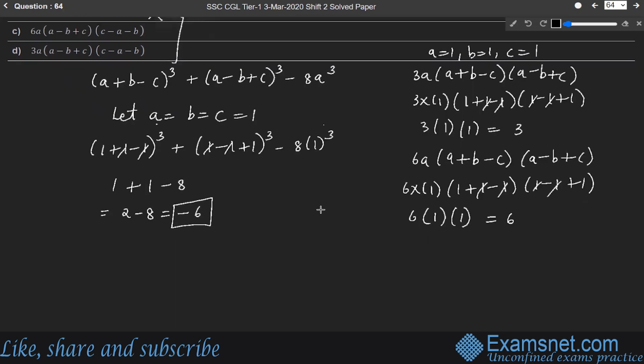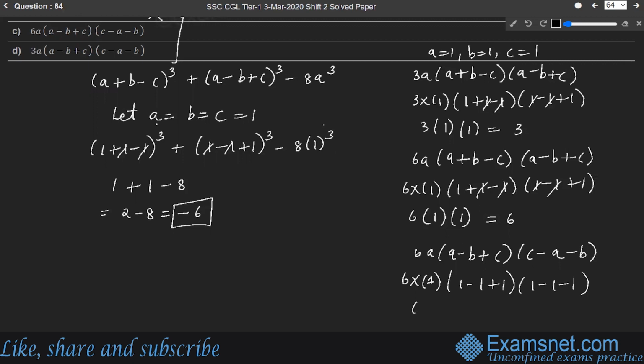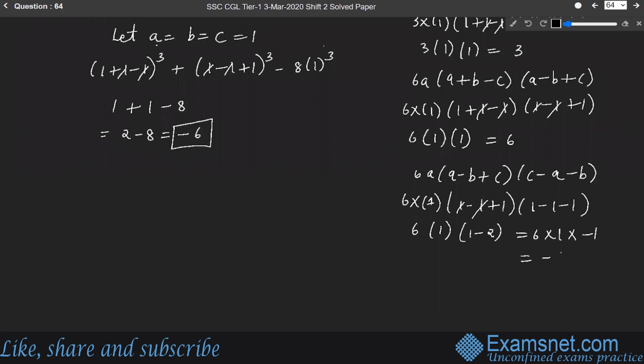Now let us check for the third option. What is the third option? The third option is 6a multiplied by a minus b plus c multiplied by c minus a minus b. So 6a means 6 into 1, right? Then 1 minus 1 plus 1. Again 1 minus 1 minus 1. So here 6 into 1 will be 6. Then 1 minus 1 will be 0. Remaining will be 1. Here 1 minus 1 minus 1 means 1 minus 2. So it will be 6 into 1 into 1 minus 2 is minus 1. So 6 into 1 into minus 1 will be minus 6.